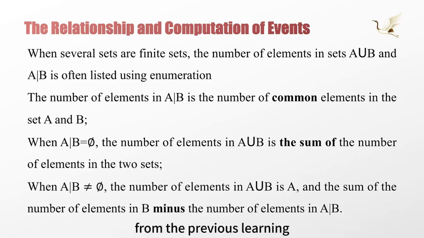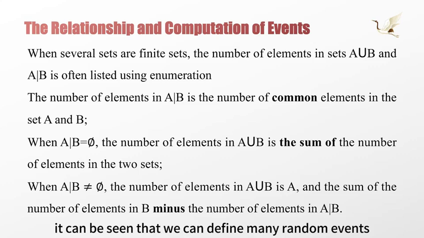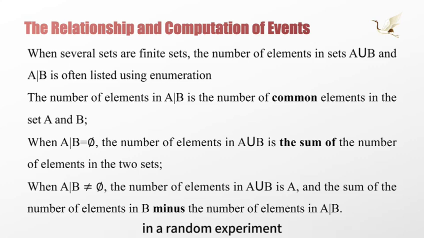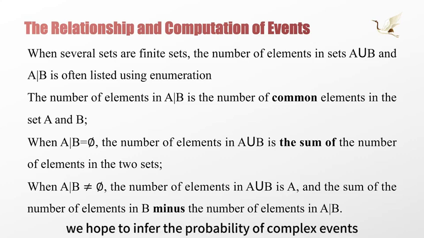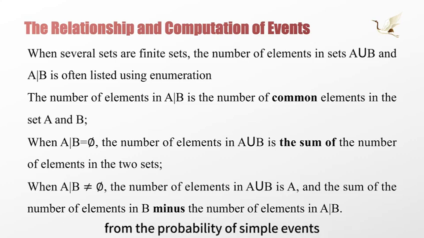From the previous learning, it can be seen that we can define many random events in a random experiment, some of which are simple and some are complex. We hope to infer the probability of complex events from the probability of simple events, so we need to study the relationship and operation between events.